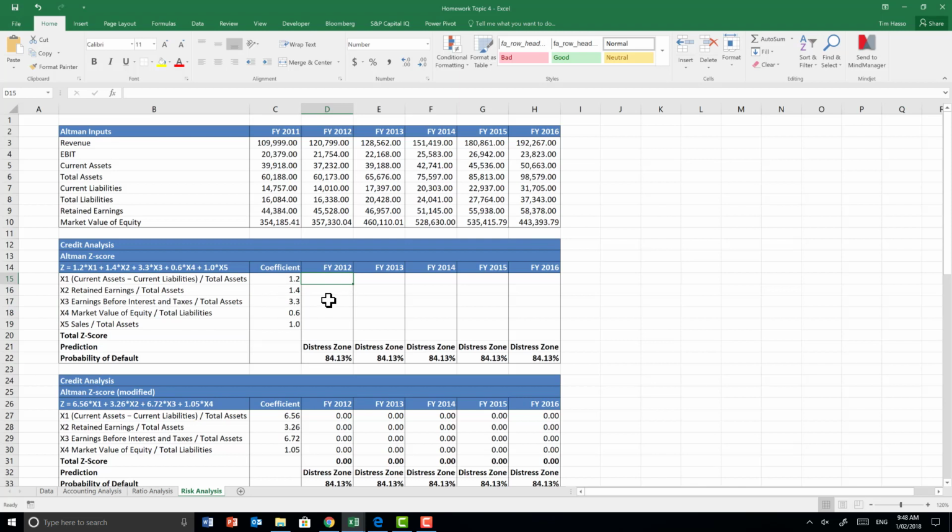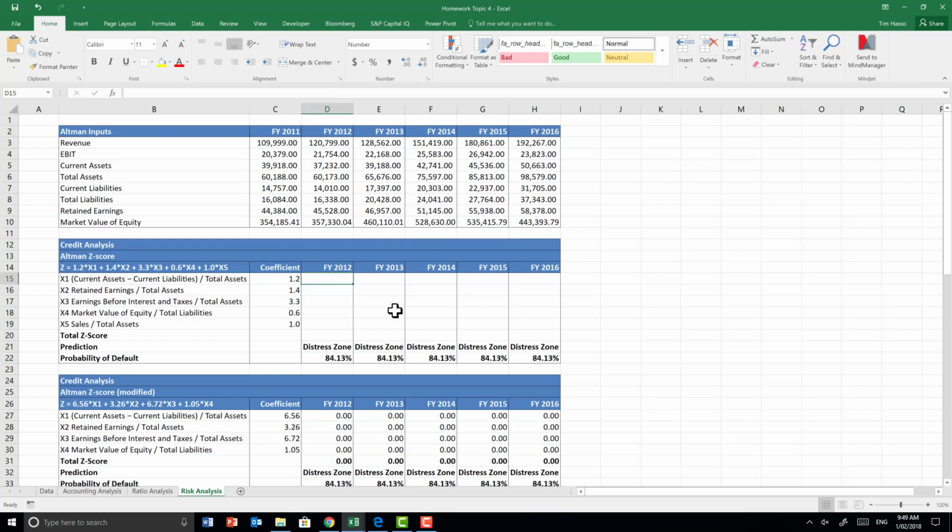So how you would estimate this is essentially you would calculate each ratio for each year, and then to get the total z-score, you would multiply each coefficient by the value for that particular year, and that gives you your z-score. And then the prediction works by looking at the cutoffs, which are specified by Altman, and then using those cutoffs to say whether the company is in the safe, distress, or the gray zone.